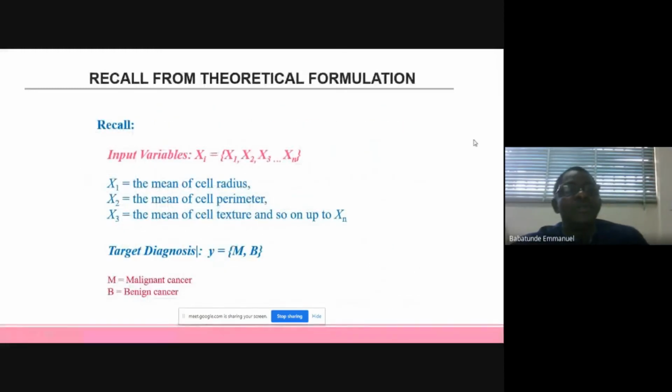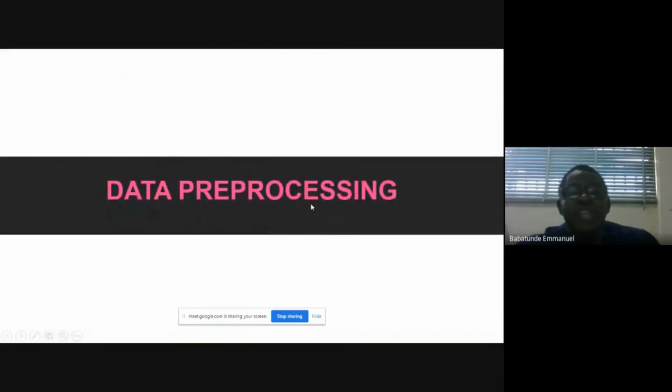Okay, so you will recall that our input variable is denoted by X subscript i, which is a set of X's, of features, with which our data has been characterized. And X1 is the mean of cell radius, X2 is the mean of cell perimeter, X3 is the mean of cell texture. And our target diagnosis is Y. It can be a binary output, M for malignant or B for benign cancer. So we go to data preprocessing.